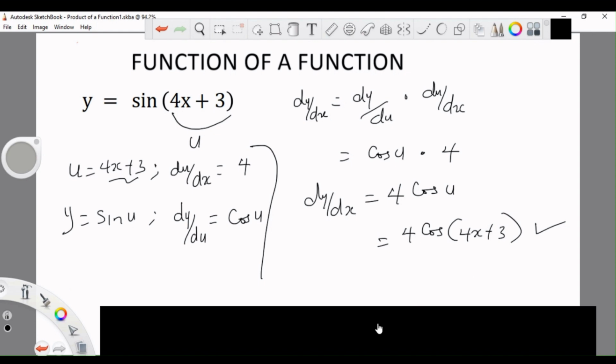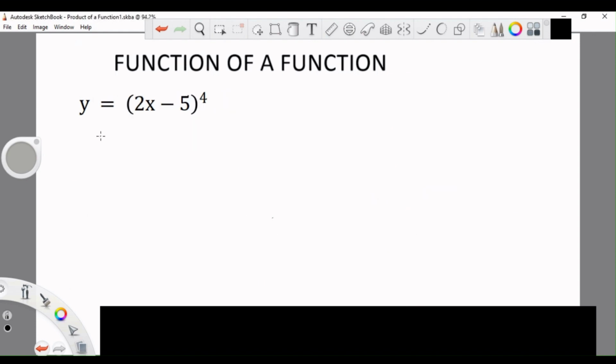Let's look at our next example. Here we are asked to differentiate y equal to 2x minus 5, all to the power 4. What we do here is this. Again, y is the dependent variable and x here is our independent variable. So we call this expression right here u. So what we have is, therefore, u is equal to what? 2x minus 5, and y is equal to u to the power what? 4.